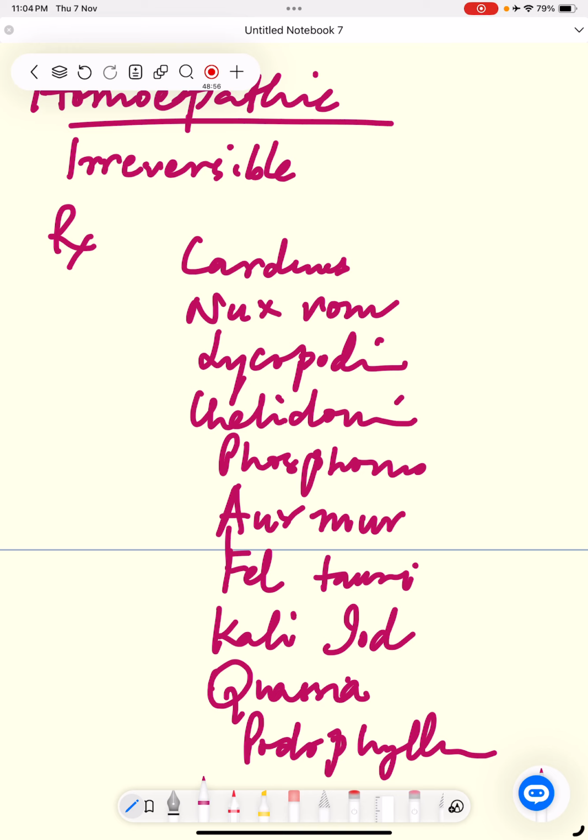Sometimes organopathically they are prescribed, and sometimes on the basis of totality they are prescribed, usually in lower potencies and repeated doses. I hope this information is useful, and please share it with all the homeopaths and all the doctors in order to just brush up and walk through this once again.